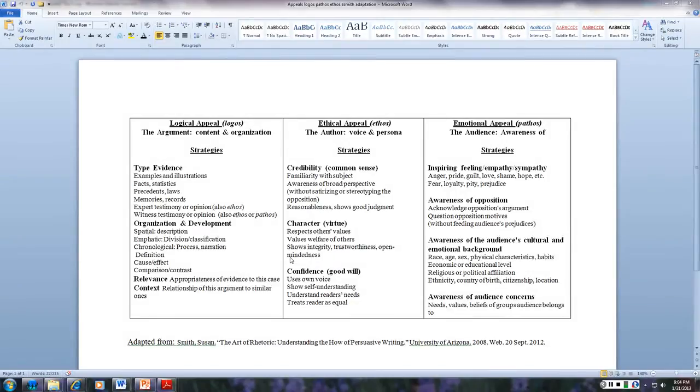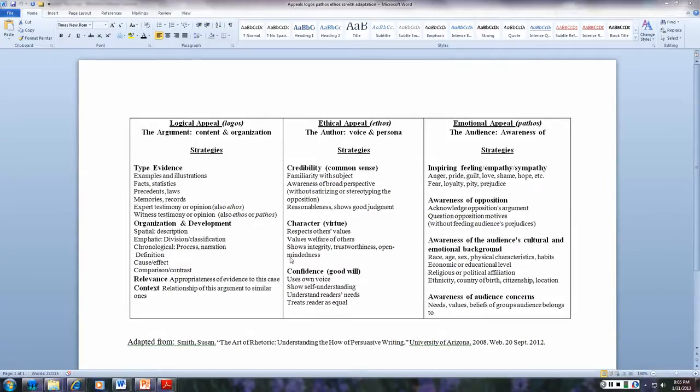Notice the types of evidence. We've looked at these before, and notice that some things can go between the types of appeals. They're not necessarily exclusive to one or the other. One of the things that we're going to be looking at in our rhetorical analysis is identifying these in other works. We'll start by looking at the articles that we summarized and see if we can pick out appeals to logic and ethics and emotions in those.